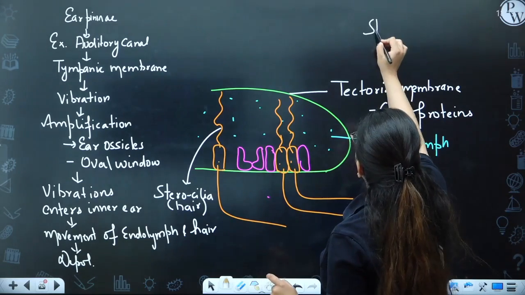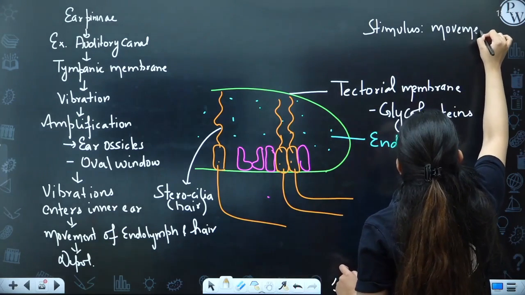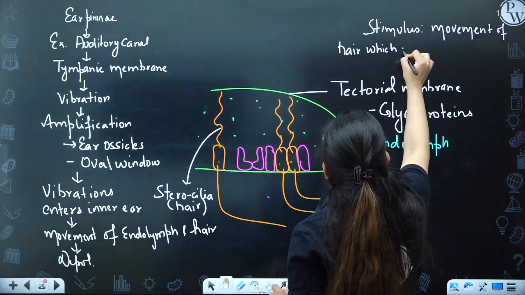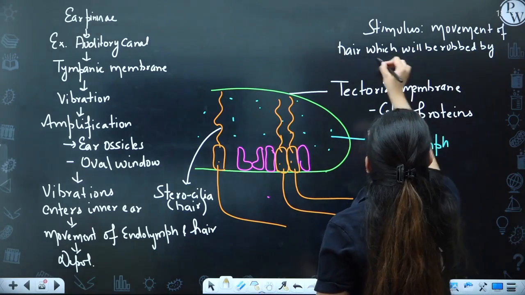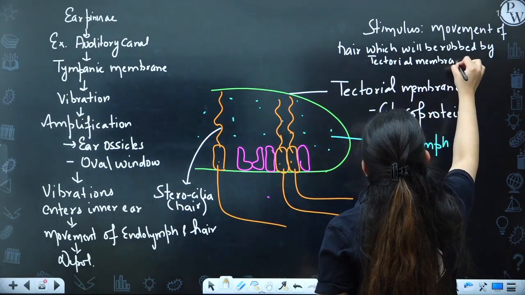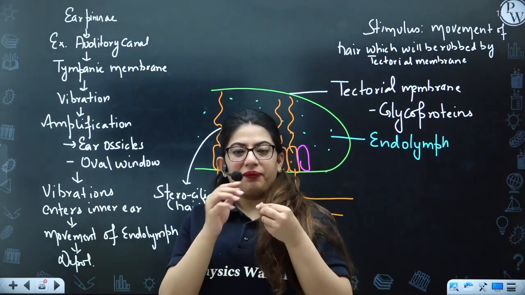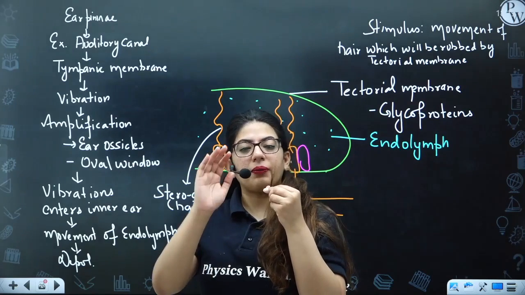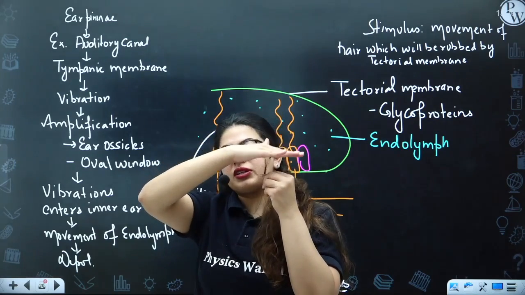So what's the stimulus here? The stimulus is given by movement of hair, which will be rubbed by the tectorial membrane. Just like this, if this is my hair, imagine this is the hair of your hair cell. Imagine I blow on the hair, like this. Now I have the tectorial membrane here. Now I will blow it. So it is rubbing on this tectorial membrane, right?